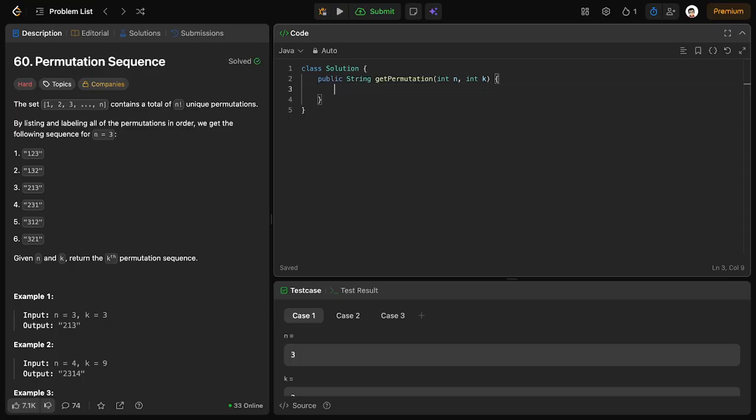Now first let us define a pool, because pool is something that we desperately want. List of integer. Pool is equal to new array list, and for int i is equal to 1, i is less than or equal to n, i plus plus, pool dot add i, right? We're filling up the pool with integers 1 to n.